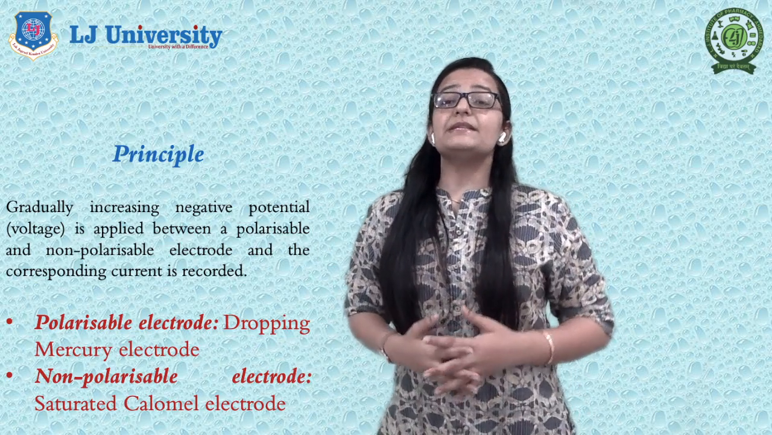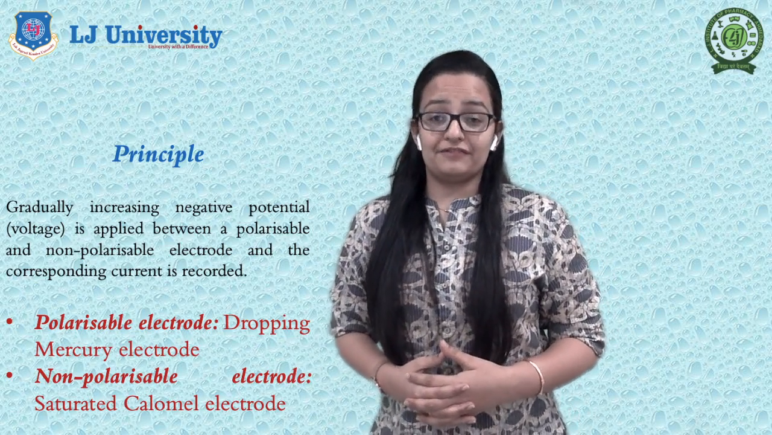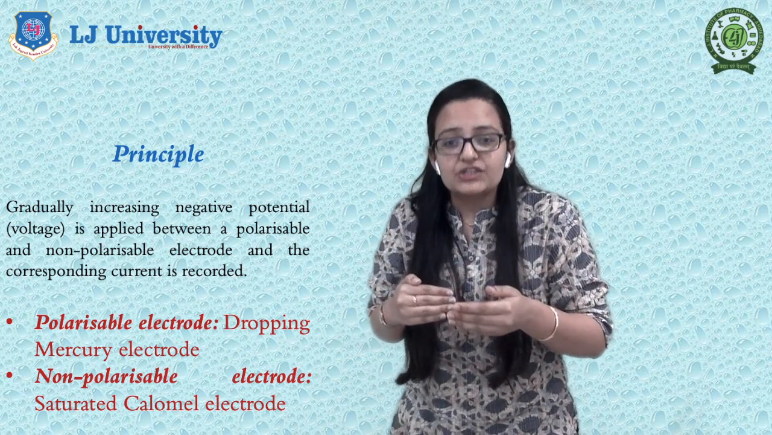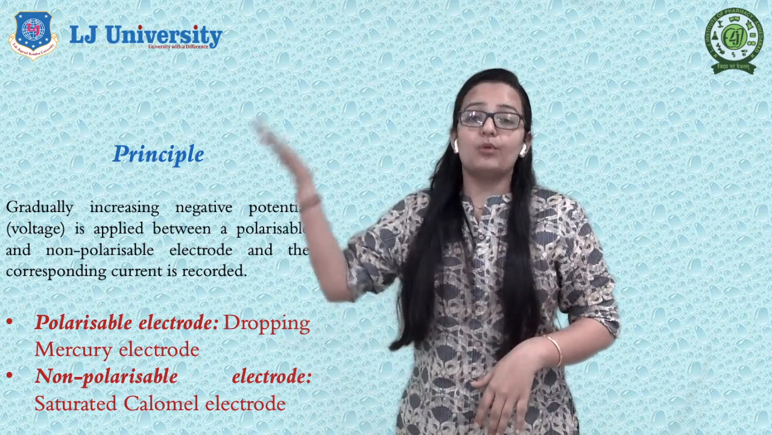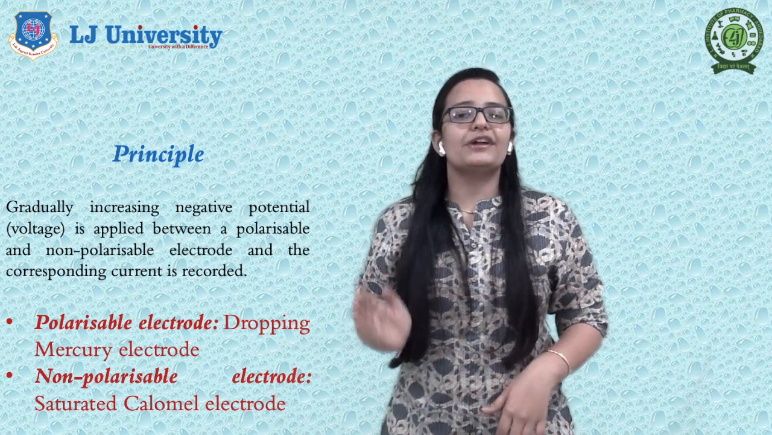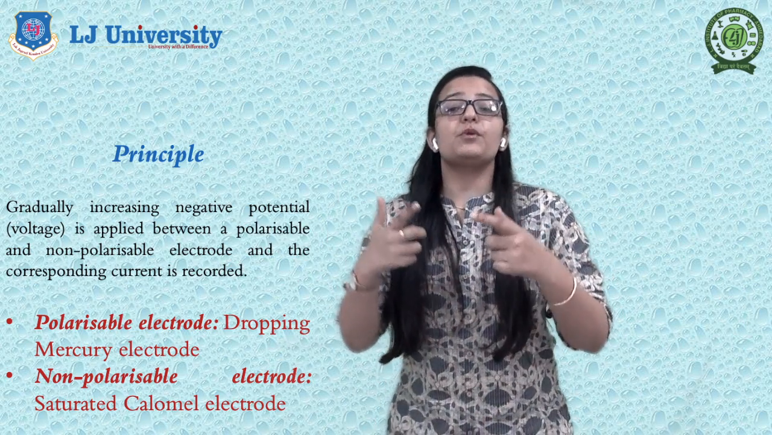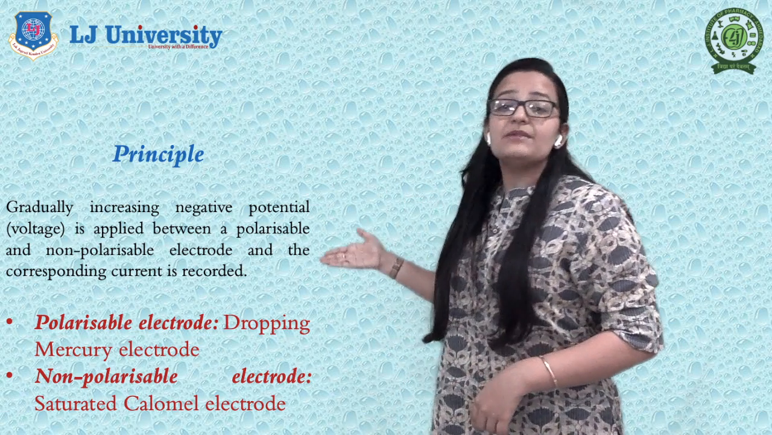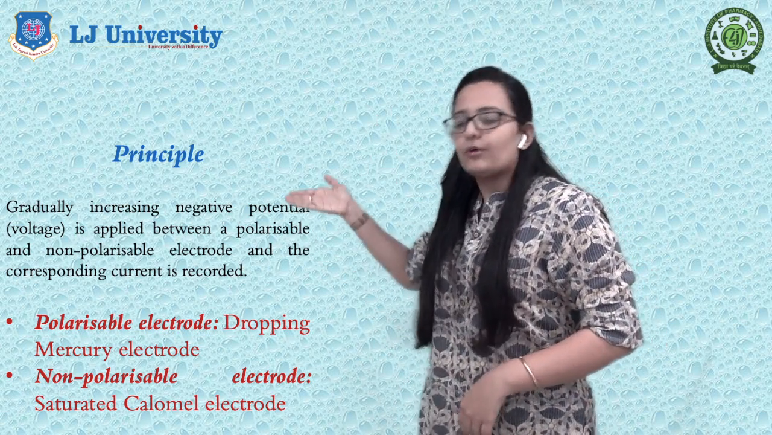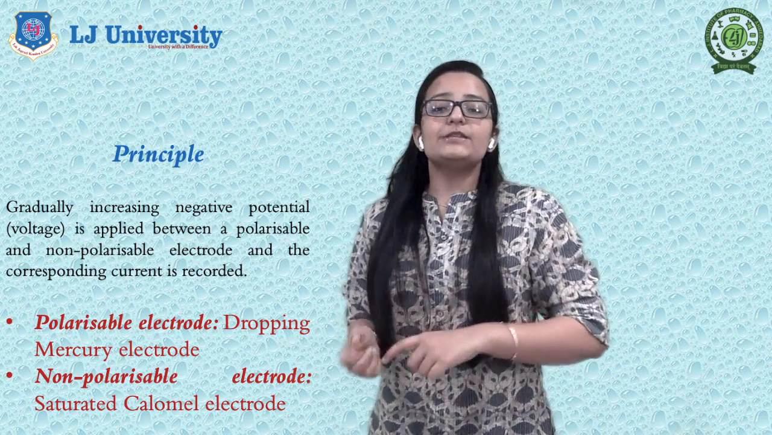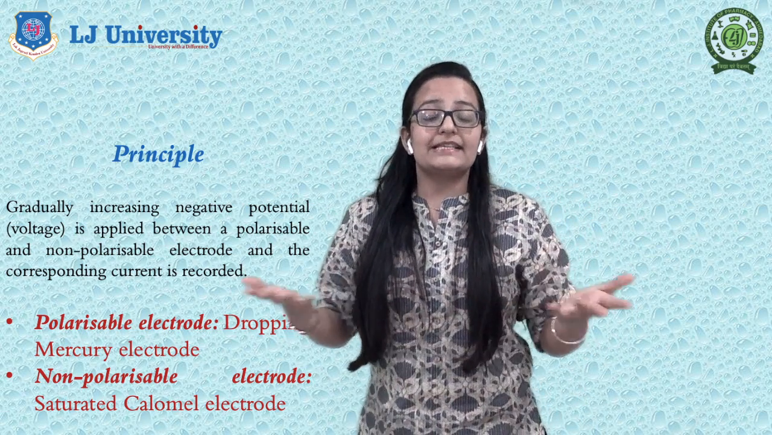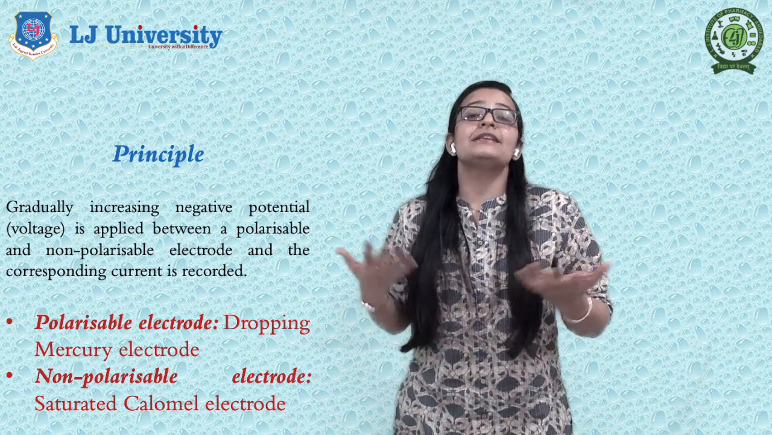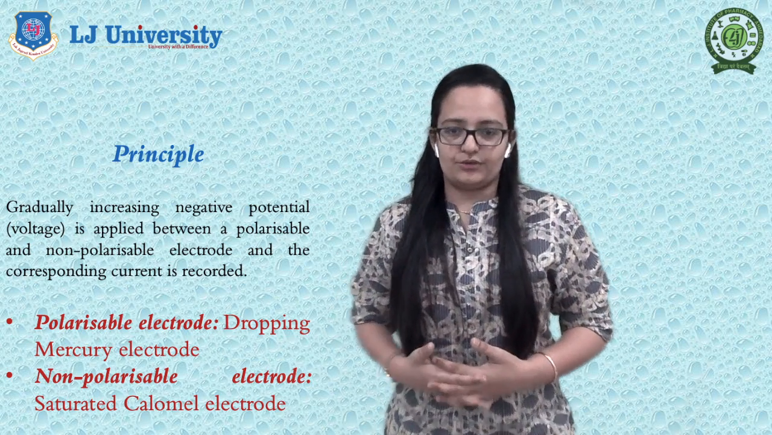The main principle involved in polarography is that a gradually increasing negative potential is applied between the polarizable and non-polarizable electrode and the corresponding current is recorded. Here you can see the polarizable electrode and the non-polarizable electrode. In the case of the polarizable electrode, an example is the dropping mercury electrode, and the non-polarizable electrode is the saturated calomel electrode.